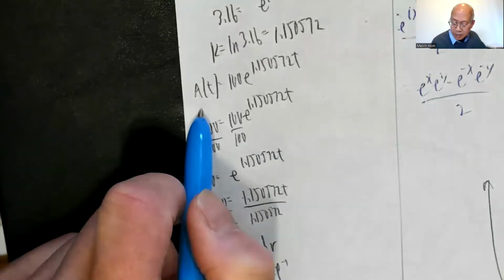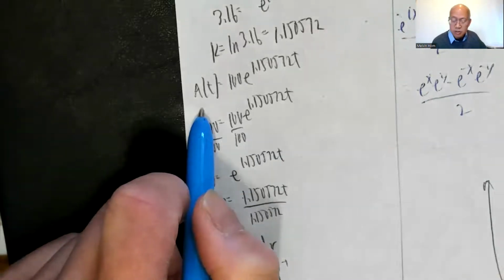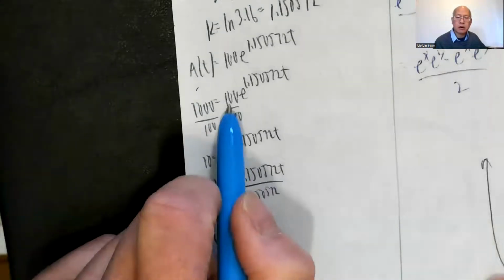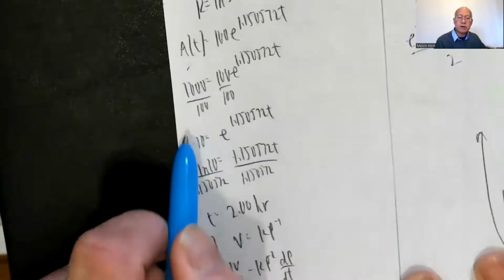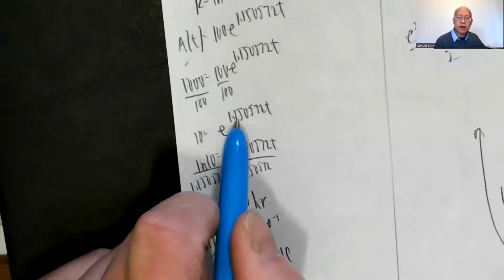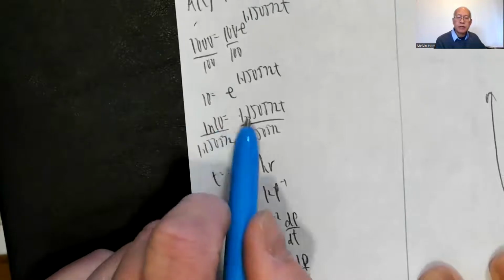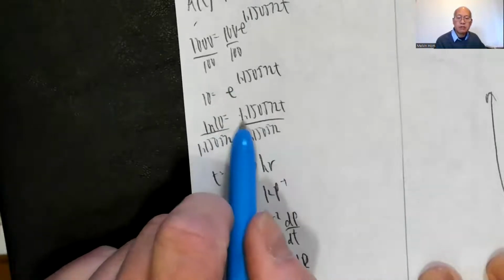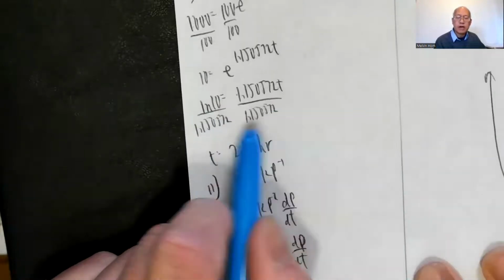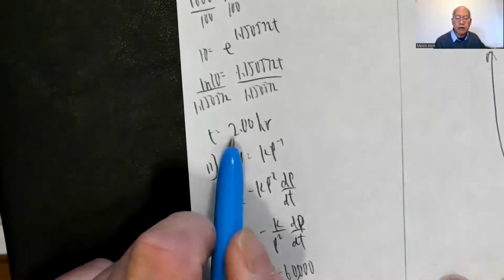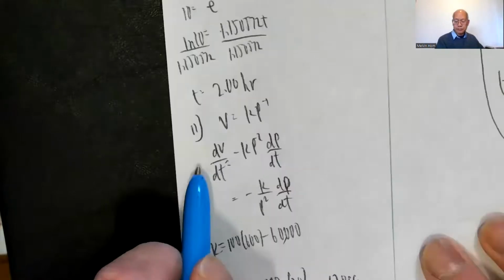And now we're supposed to figure out when we reach 1,000 cells. So I plug in 1,000 to the left-hand side. So 1,000 is equal to all this stuff. Divide by 100. 10 equals e to the 1.150572 t. Take the natural log of both sides. ln of this just gives me the 1.150572 stuff. Divide both sides by 1.15, etc. t is roughly 2 hours, 2.00 hours.